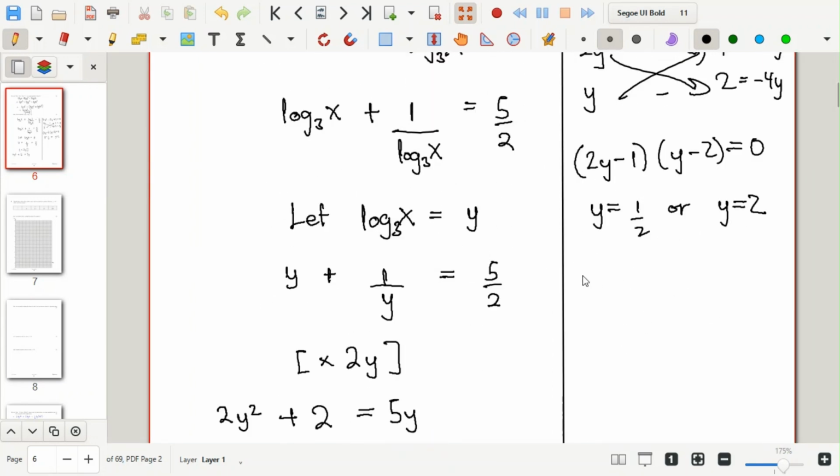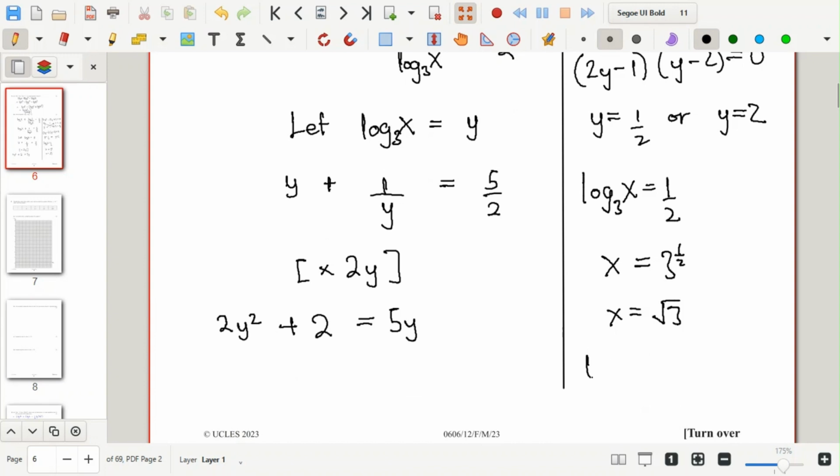So don't forget that you said that log x to the base 3 is equal to this. So when I solve for x, don't forget that the base will carry the power. So x is equal to square root of 3. Then also when log x to the base 3 is equal to 2, I'll get x to be 3 to the power 2, which is the same as 9.